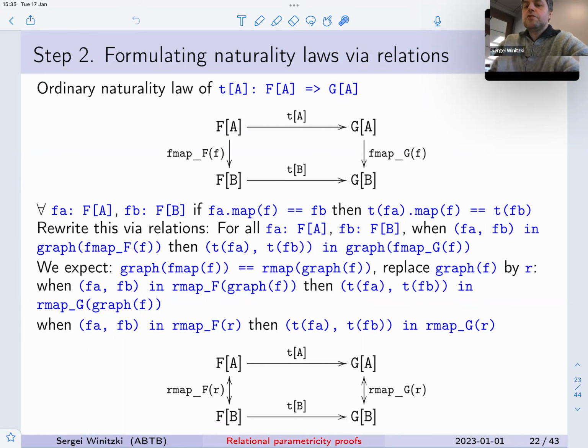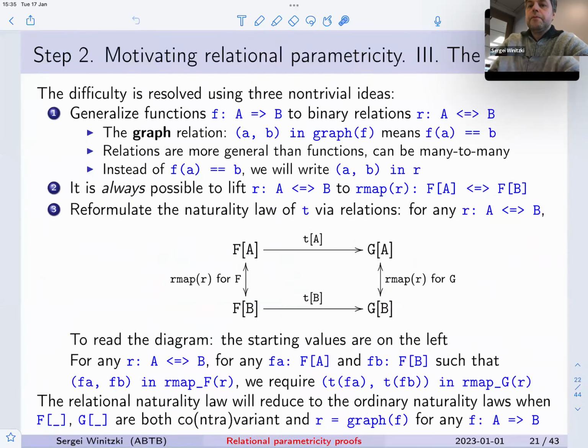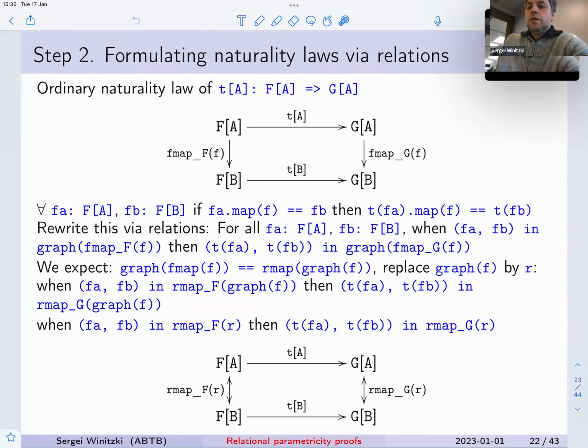Now, this is the definition of the graph relation, which I showed you here. So we say for any function f, values a and b are in the graph relation of that function if and only if f of a equals b. So then we just write, instead of this, fa, fb is in the graph relation, and then t of fa, t of fb must be in the graph relation of the lifted function f.